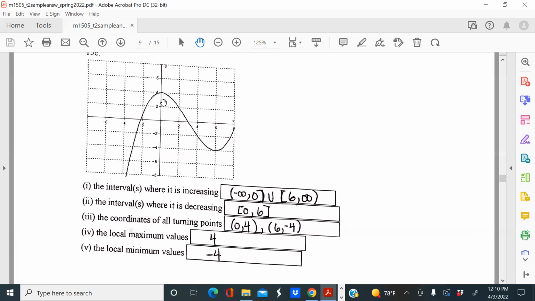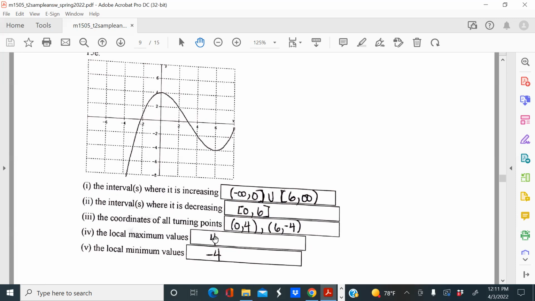This one has two turning points because there are two places where it switches direction. Right here, it switches from increasing to decreasing. So this is a turning point. So you have a turning point at 0, 4, and then you have another turning point here where it switches from decreasing to increasing at 6 and minus.